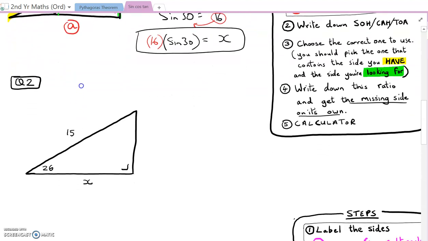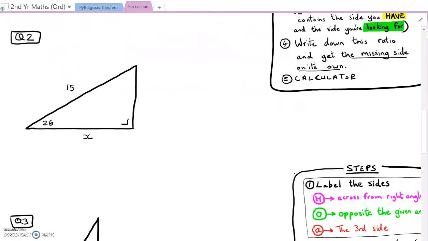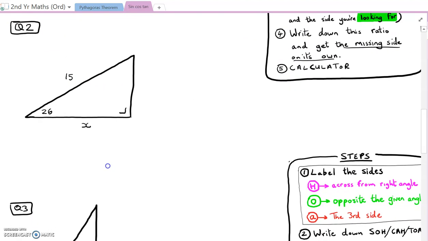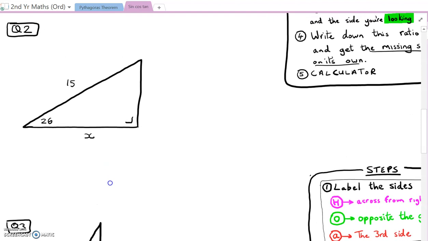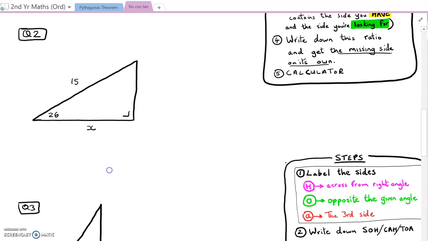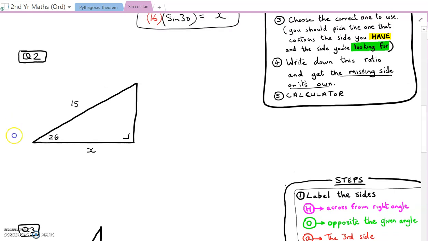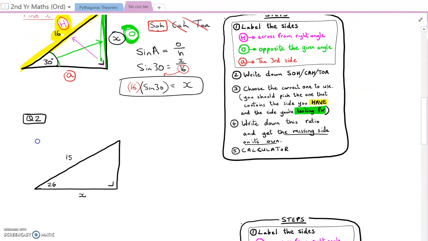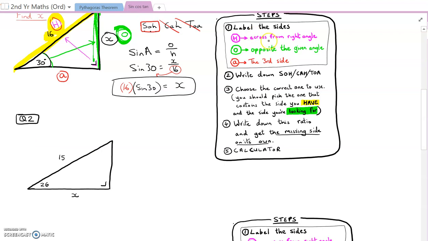Now, we've got question 2 from page 564. And this is another one of these sine cos tan questions. I'm going to have to zoom out a bit and show you these steps from here. So do you want to try it on your own? You can pause the video and keep it going. Okay, now I'm going to keep going.